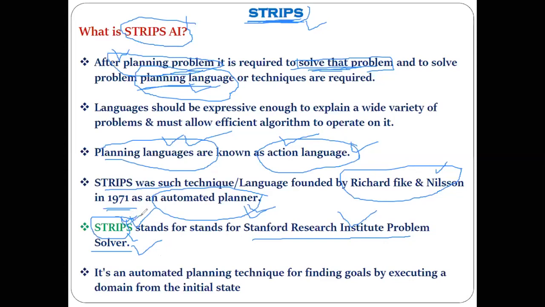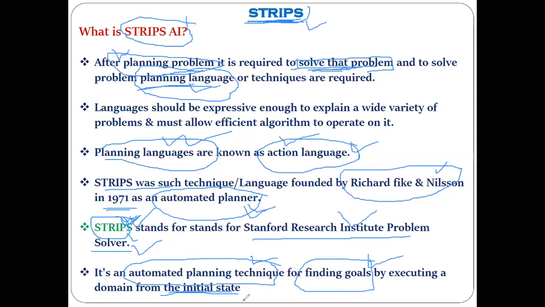Just like we call the C language the mother language of all its subsequent languages, like C++, Java, etc., all of which have C as their base, in the similar way STRIPS is the basic language. Using STRIPS, all other modern languages for doing planning are available nowadays. So we consider STRIPS an automated planning technique, for finding the way to reach the goal state from the initial state. Got the point? What is meant by STRIPS?